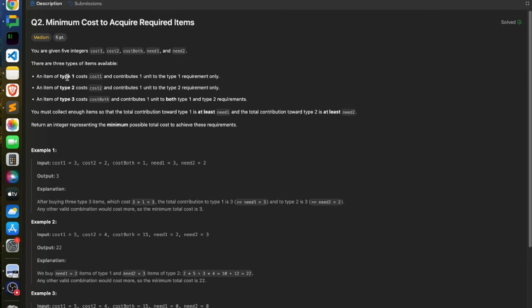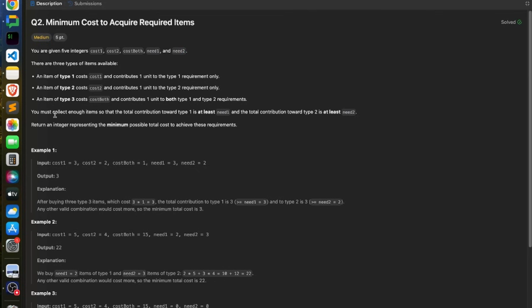So if you take one unit of type 1, it will cost you cost 1 and it will fulfill 1 unit of the requirement need 1. And same for type 2, if you take one of type 2, it will cost cost 2 and it will fulfill 1 unit for need 2. Now there is an item of cost both, like type 3, it will cost you cost both and it will contribute 1 unit to both need 1 and need 2, right?